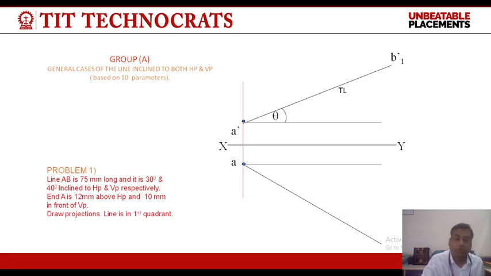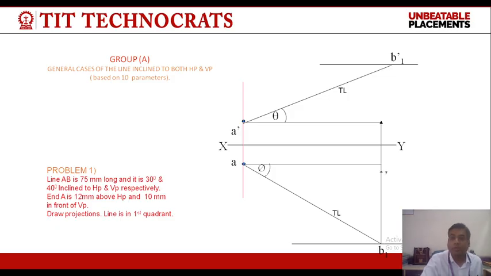Similarly, in top view, we will draw a line from point A at an angle of 40 degrees of true length. Now, from point B1 dash, we will draw a line, the locus of front view. Similarly, from point B1, we will draw a line that is the locus of top view. From B1, we will drop a projector up to front view. This is the point where we will get the reduced length of front view, and we will rotate this reduced length of front view to the locus of front view, that is B dash.